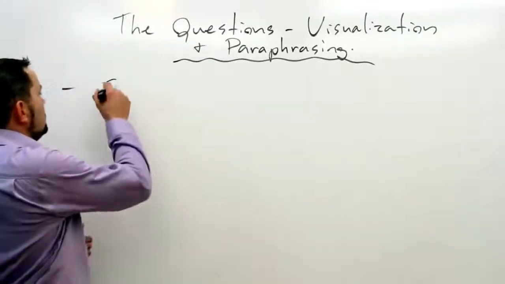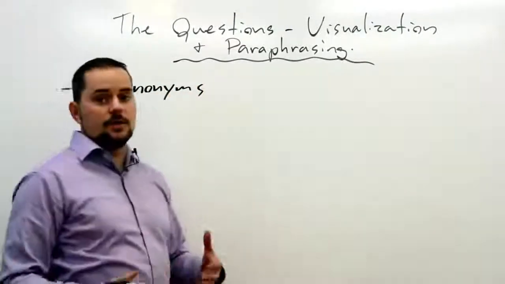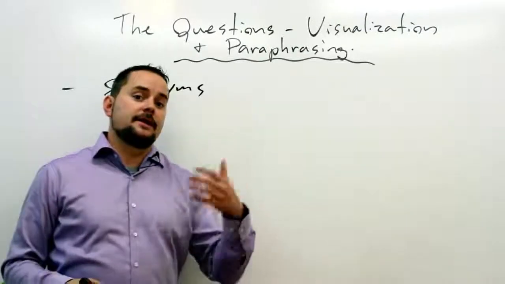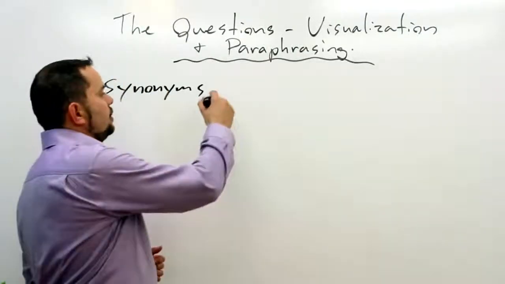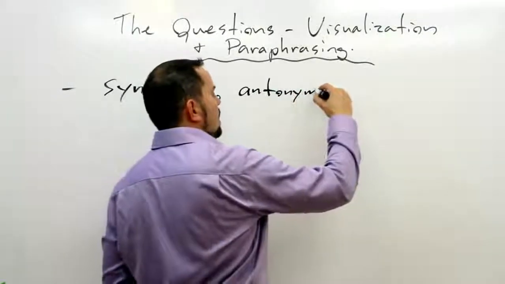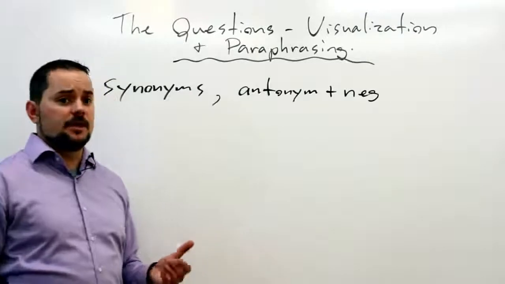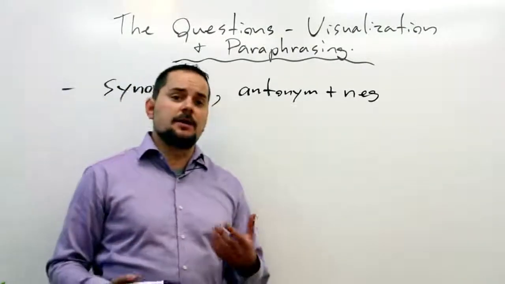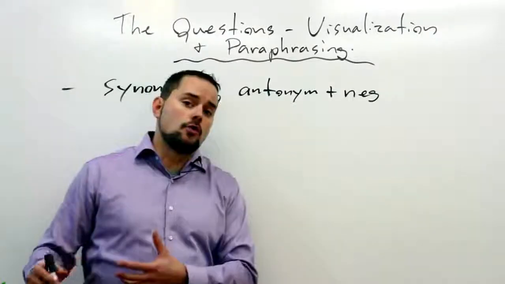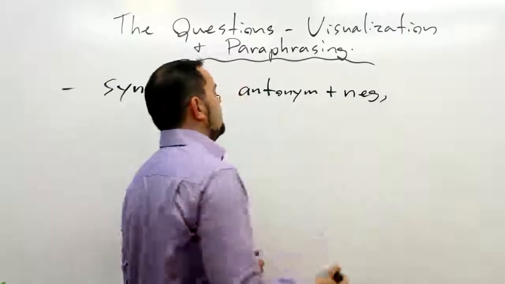So one, of course, is using synonyms. So different words that share the same meanings, like go and leave. Another way to paraphrase is antonym plus negative. Of course, two negatives make a positive. So we can do the same in some language situations, like stay, don't go. So this is an antonym with a negative paraphrasing.